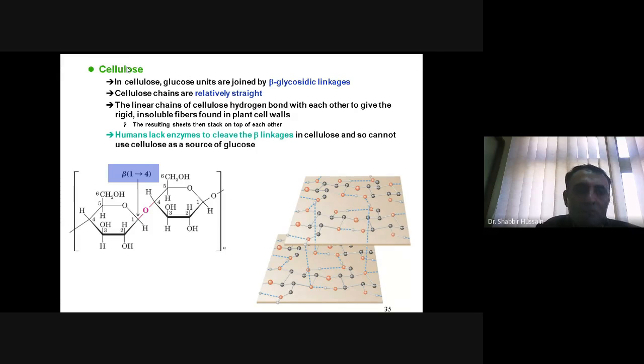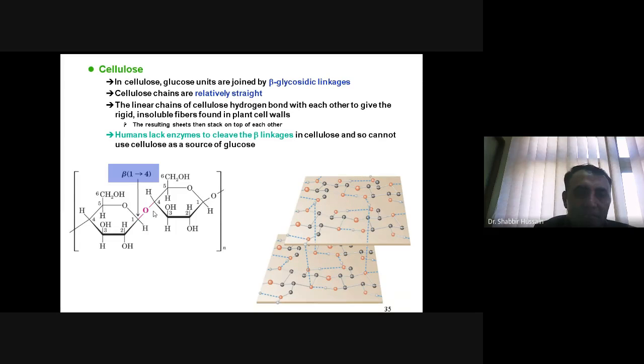Why human not use cellulose? जो ग्लूकोज जो है इससे हासिल क्यों नहीं करते हैं, ये भी एक स्टोरेज है. द रीजन इज ह्यूमन लेक enzymes to cleave the beta linkage. Since these cellulose are connected with each other through 1,4 glycosidic linkage, but it is beta in nature, beta 1,4 glycosidic linkage.